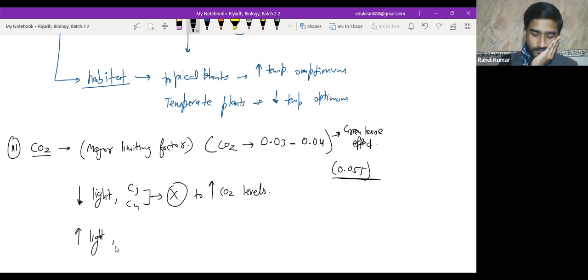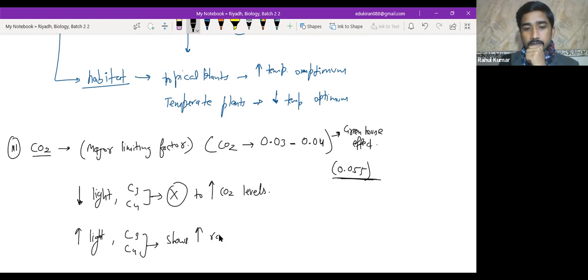at high light intensity conditions, both C3 and C4 show increased rate of photosynthesis at high CO2 levels.